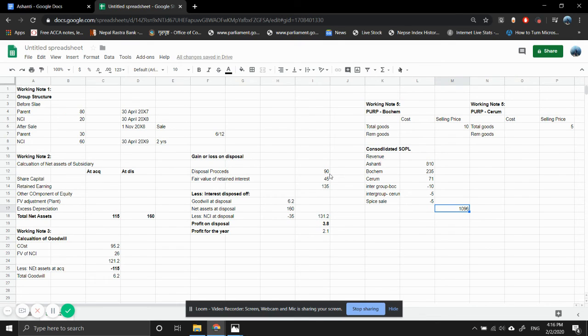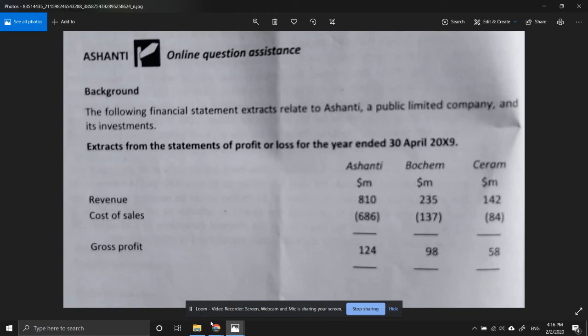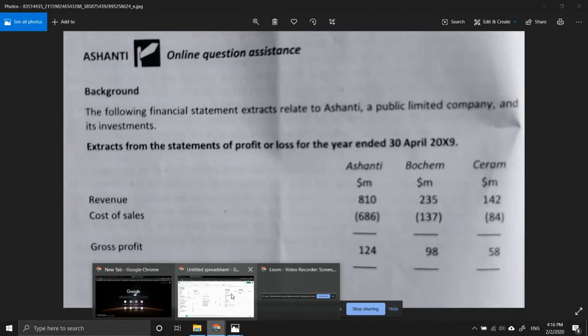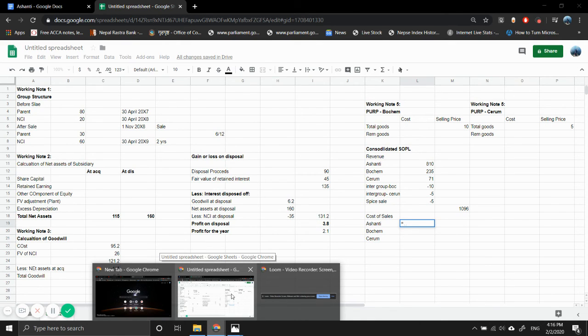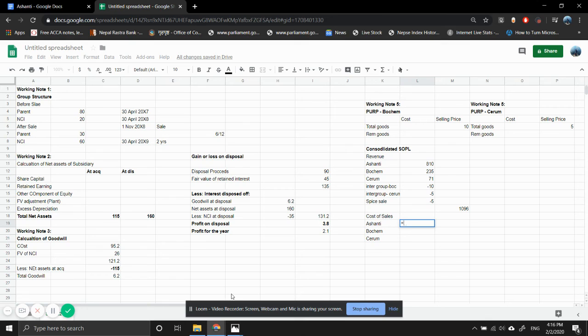This is our revenue, right? So cost of sales. Cost of sales will be, so what's for Ashanti, Mocham and Serum is, first thing first, let's write it down. So 686, 137, 84, right? 686, 137, and then 84, right, into 6 divided by 12.